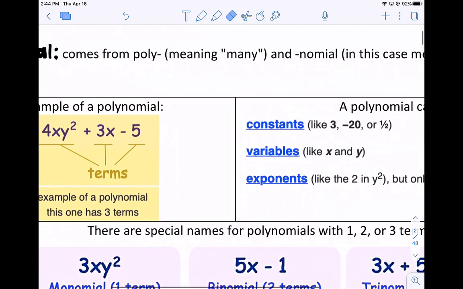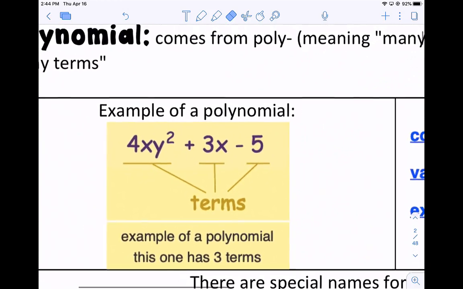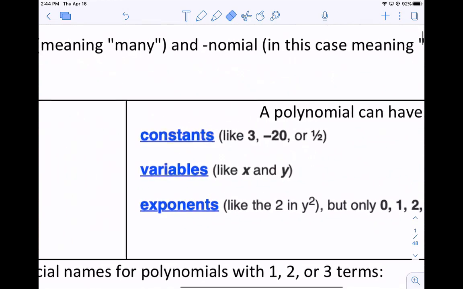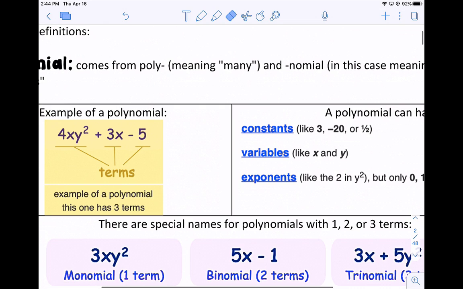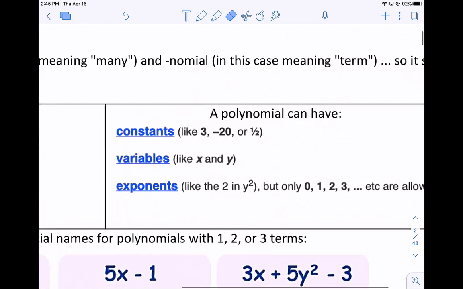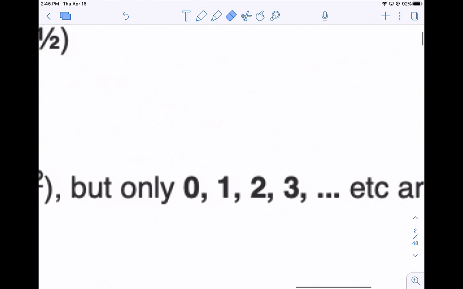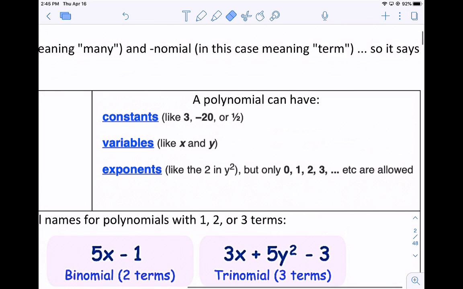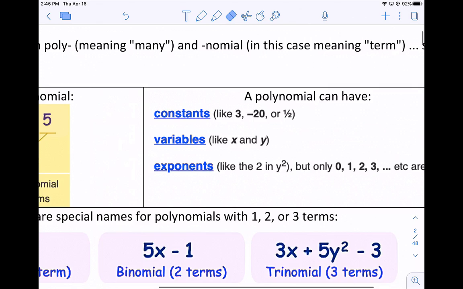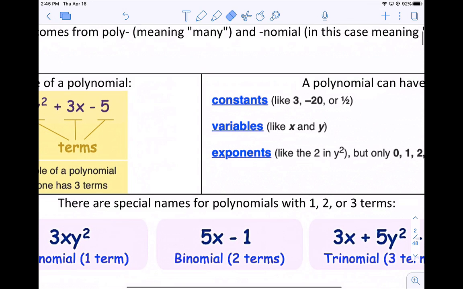All right. In a polynomial, so something has many terms, you can have constants, numbers, you can have variables like x and y, and you can have exponents like y squared, y to the third power, y to the first power, y to the 0, but you can't have exponents that are fractional. You can only have whole number exponents.